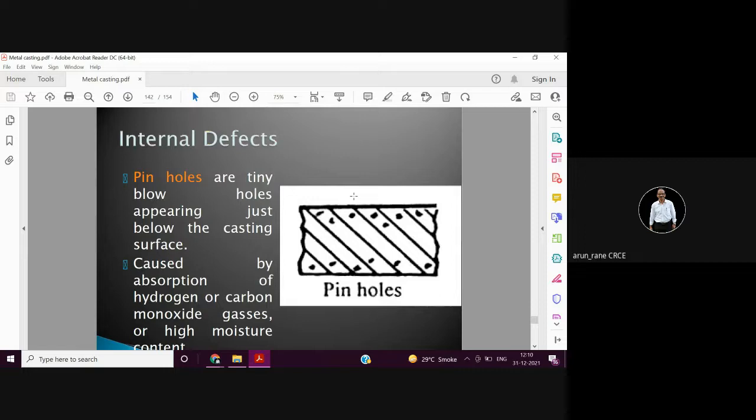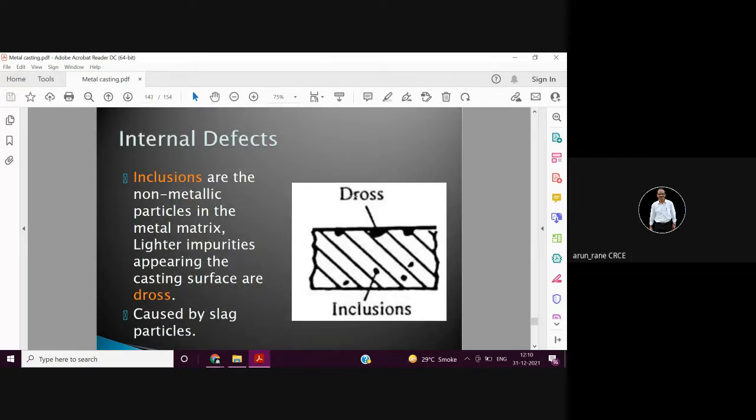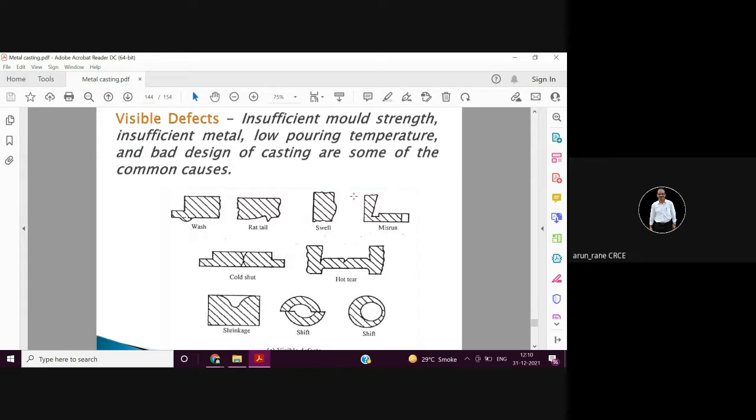The pinholes, it is because of absorption of hydrogen or carbon dioxide, carbon monoxide gases, or because of high amount of water. Dross, this is because of the slag particles. These are the visible defects. Just have a look.